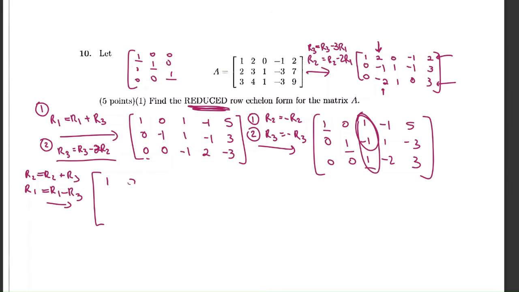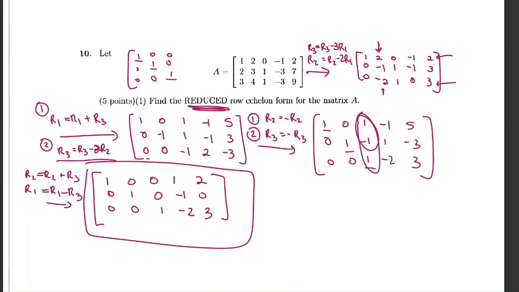Now I get 1, 0, 0, 1, 2, and for row 2 I get 0, 1, 0, -1, 0, and then 0, 0, 1, -2, 3. Okay, so now you can say that we've reached reduced row echelon form because our leading entries are all 1s and they're all to the right of the leading entry in the row before that.